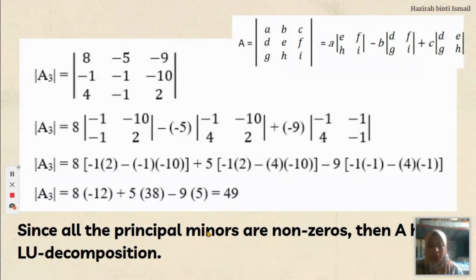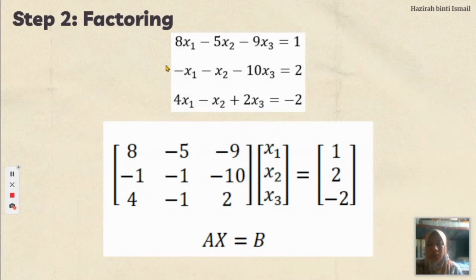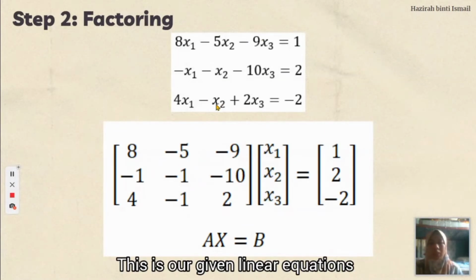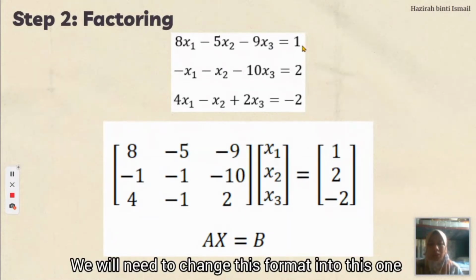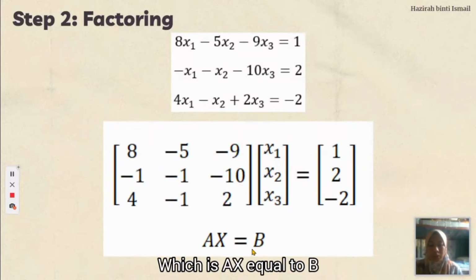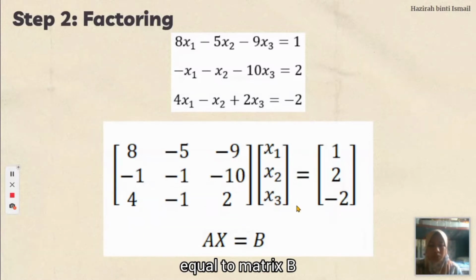Okay, let's start the second step, which is factoring. This is our given linear equation, and we will need to change this format into this one, which is AX equal to B. So this is our matrix A. This is our matrix X, and this is matrix B, which we took from here: 1, 2, negative 2.